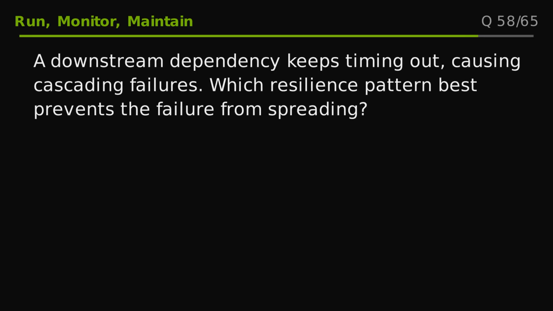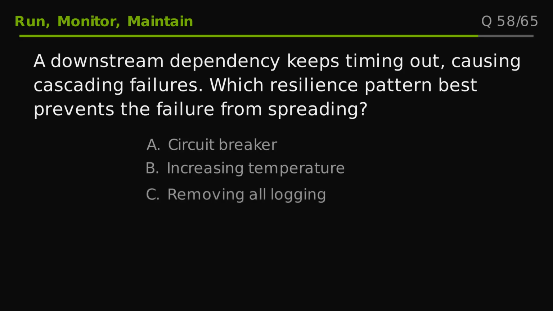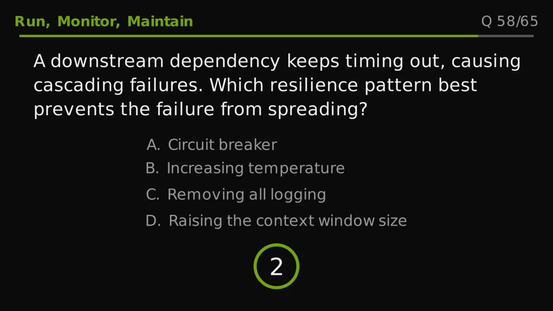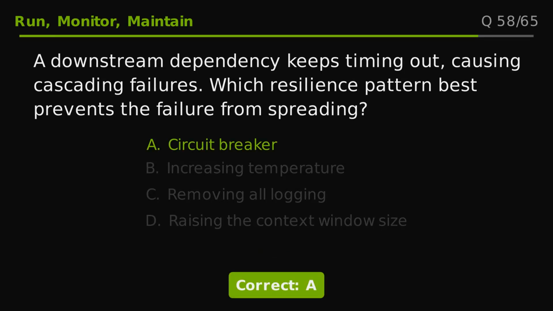Question 58. A downstream dependency keeps timing out, causing cascading failures. Which resilience pattern best prevents the failure from spreading? Option A. Circuit breaker. Option B. Increasing temperature. Option C. Removing all logging. Option D. Raising the context window size. The correct answer is A.